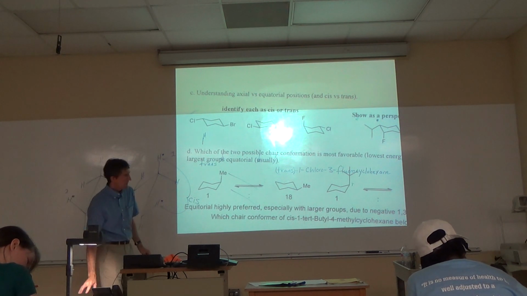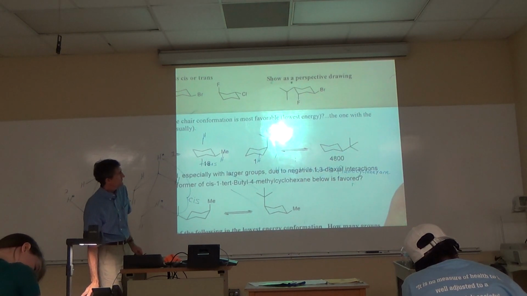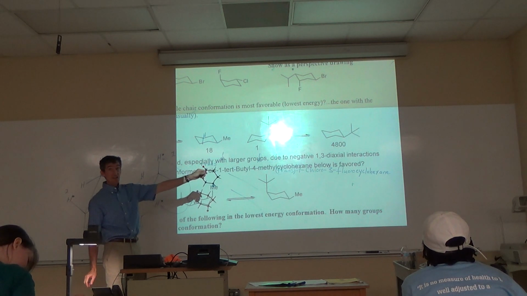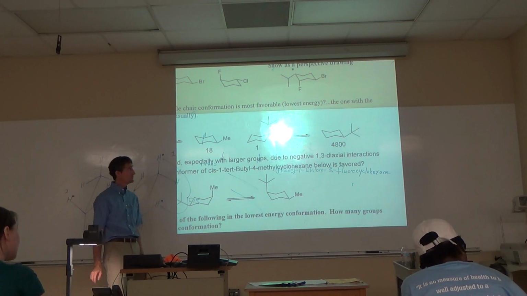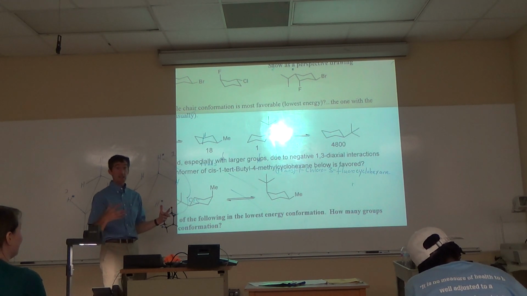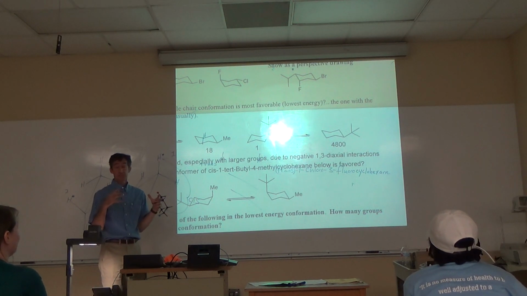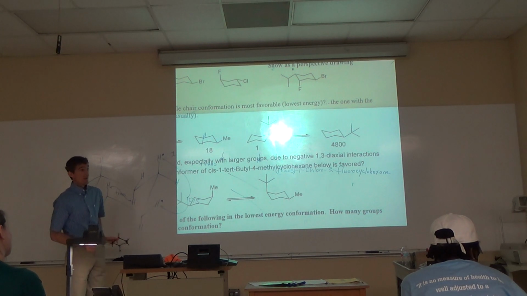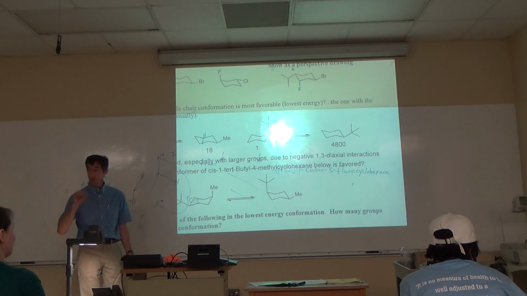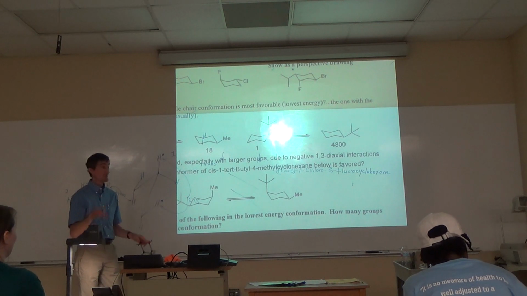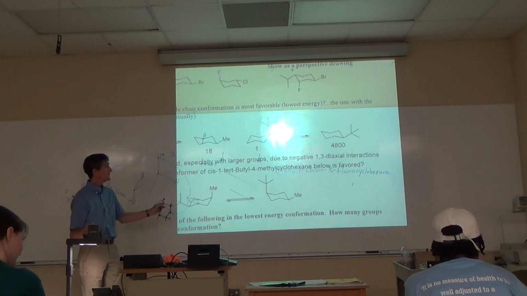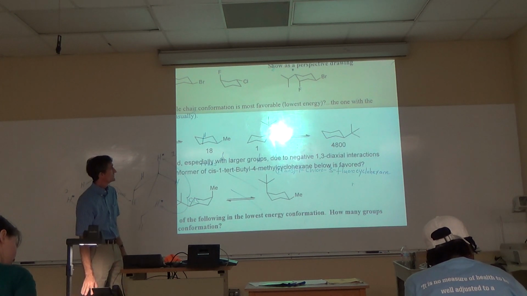All right? Preferred. But look at this. If that one group is a tert-butyl group, it's preferred 4,800-to-1. Why does a tert-butyl favor that so much more? Because it's so much bigger. A tert-butyl is like, I've got to be equatorial here, and I'm staying equatorial. I'm not going to bounce back and forth at all. Equatorial fixes that conformation; it does not want to do a ring flip, though once in a while it will.